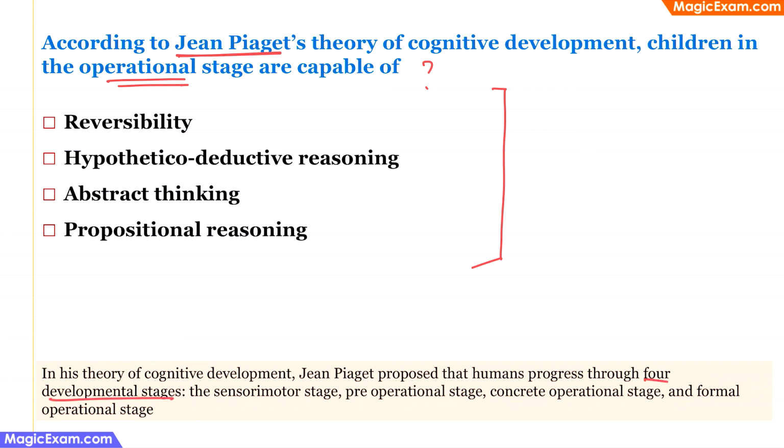The first one is sensory motor stage, and then there are 3 operational stages: pre-operational stage, concrete operational stage and formal operational stage. So here they should have mentioned what type of operational stage is being referred to, because that is missing. So this question is incorrect and all the students got full marks for this question.